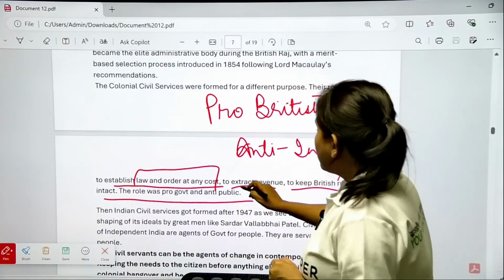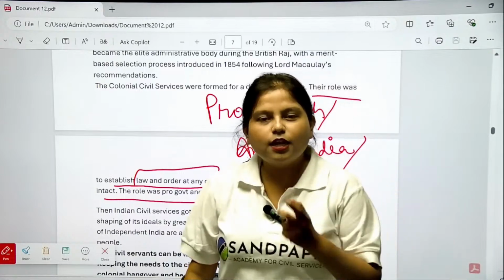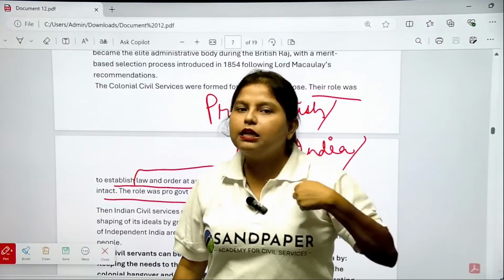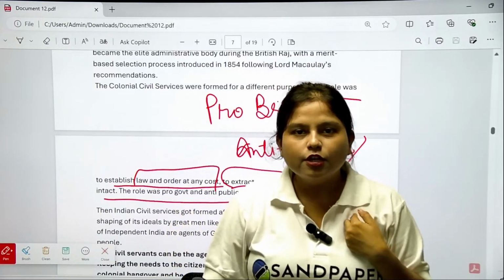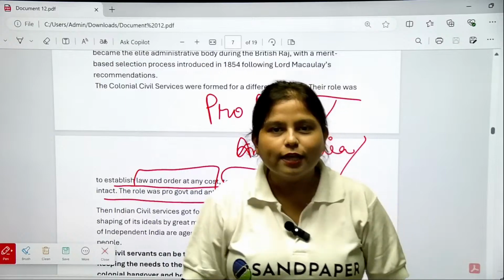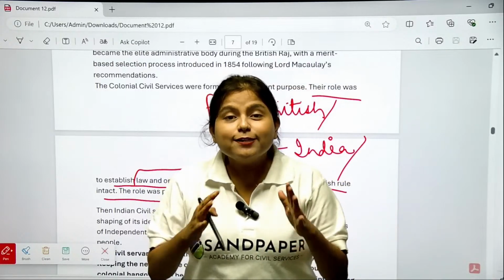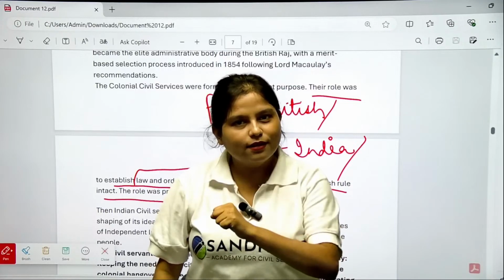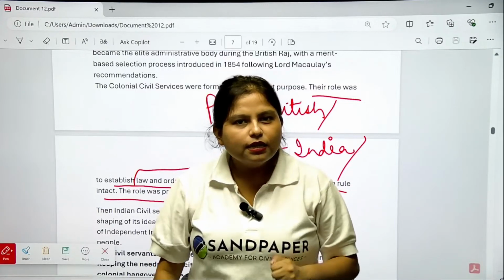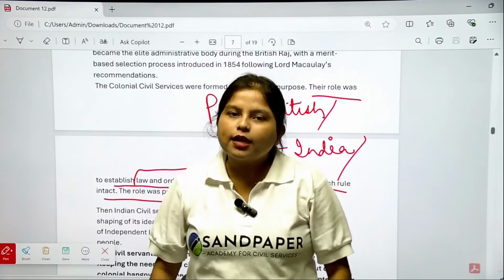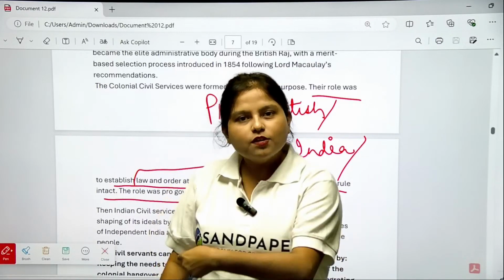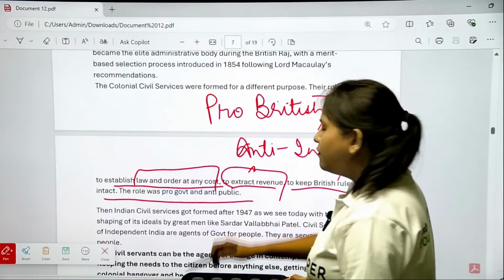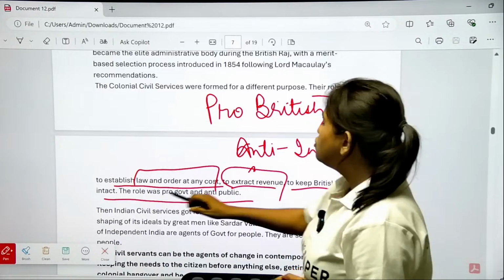To extract revenue, lagan. Again, lagan. It doesn't matter if you die, you are a farmer, die, but I need my lagan, my revenue. Otherwise why did so many revolts start in the rural areas? Because of lagan. Their attitude was: you may die, but I need my money. So the attitude was that in any circumstances they will extract revenue and also keep British rule intact.